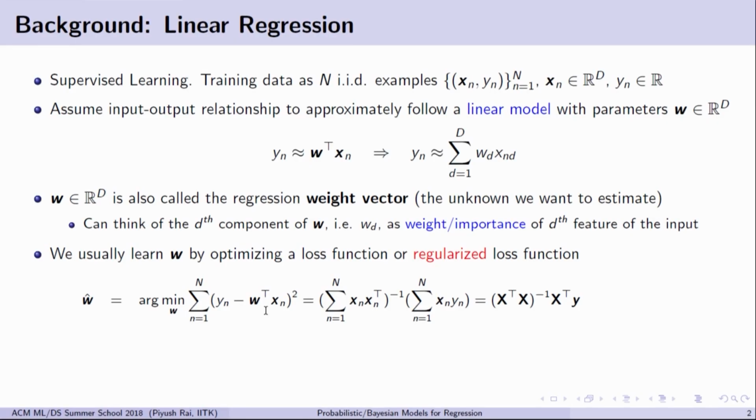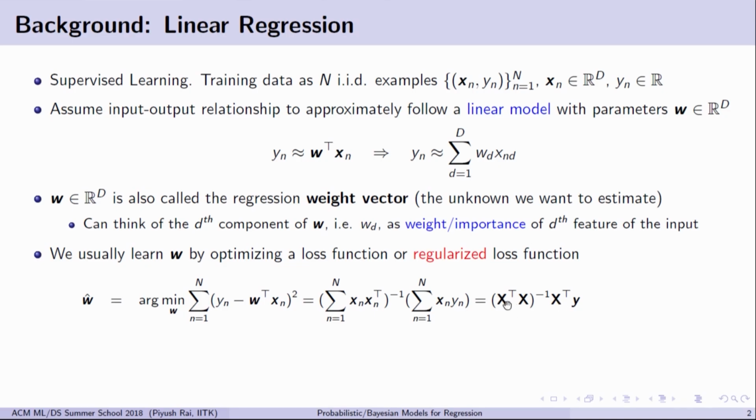It's basically the sum over all the data points, x_n x_n transpose, inverted, times the sum over all data points, x_n times y_n, which also has this matrix-vector notation: (X transpose X) inverse X transpose y. Okay, so I believe if you have seen linear regression, this is the final solution. So the solution is (X transpose X) inverse X transpose y.